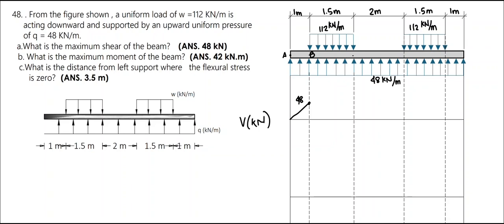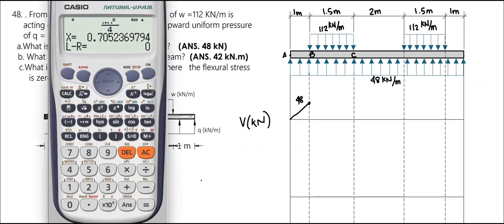From this point, B to C, notice that we have two uniform loads, that is the 112 going downwards and a 48 load going upwards. So we can calculate the net load acting on this segment BC. That is equal to the downward load 112 minus the upward load 48, and the net load acting here is 64 kN per meter going downwards. So we subtract from 48 the 64 times the length of this segment, 1.5. We get our shear from B to C. It decreases to negative 48.